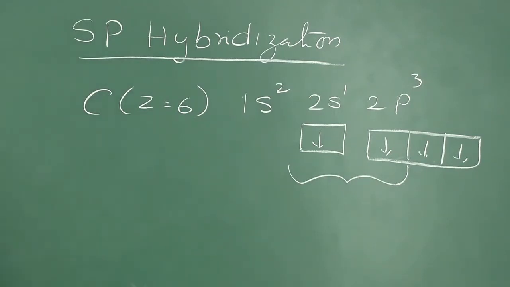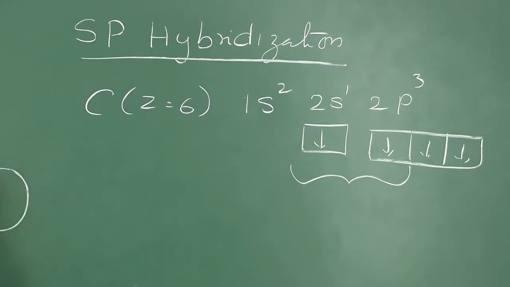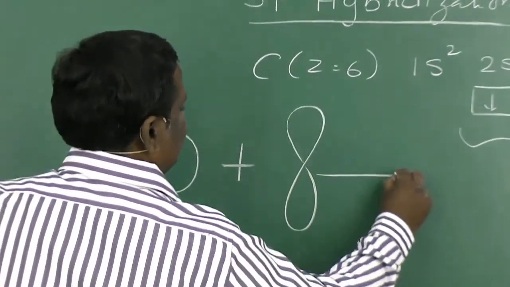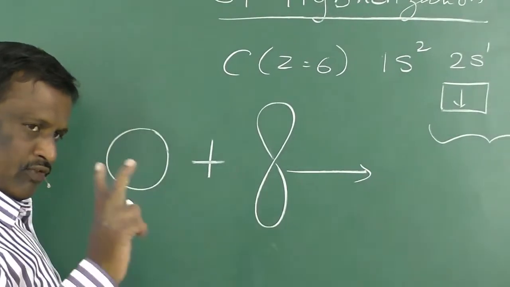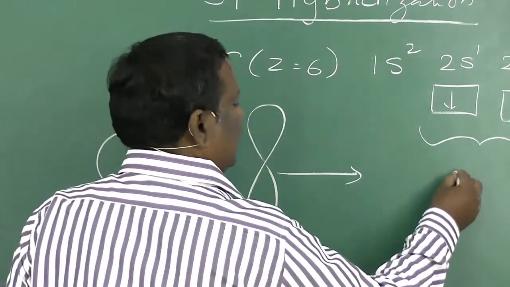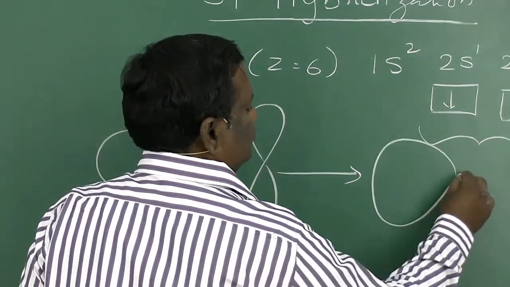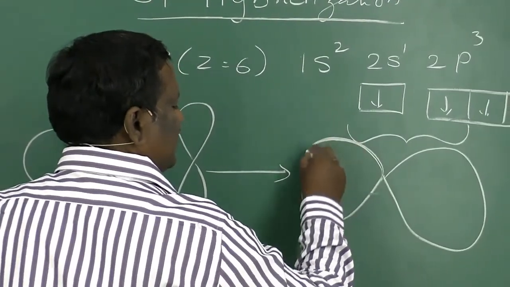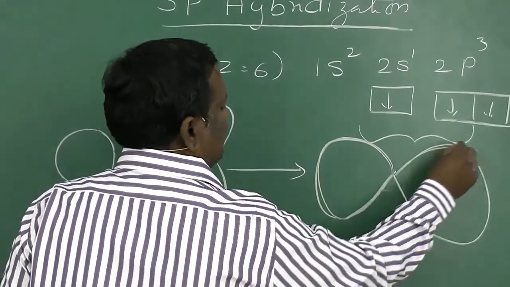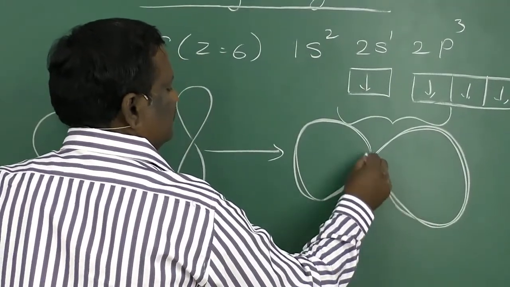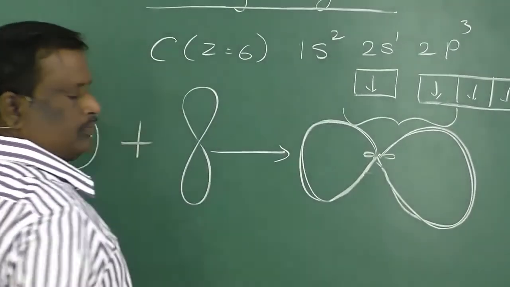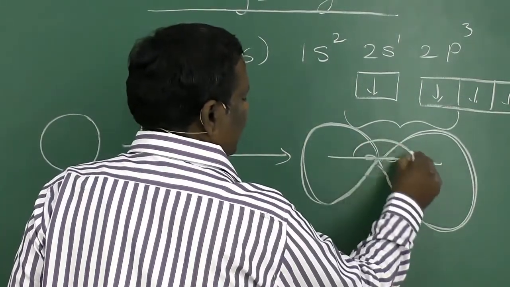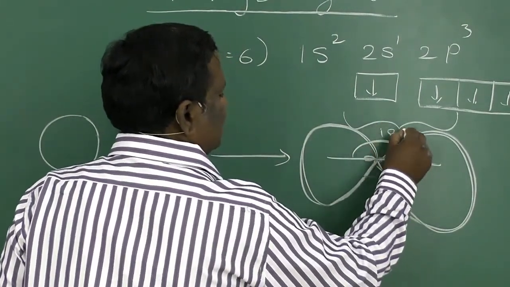Now, if one s orbital and one p orbital mix together, they form two identical hybrid orbitals. This is not a p orbital. This is one sp hybrid orbital and this is another sp hybrid orbital. They are in linear shape with bond angle 180 degrees.